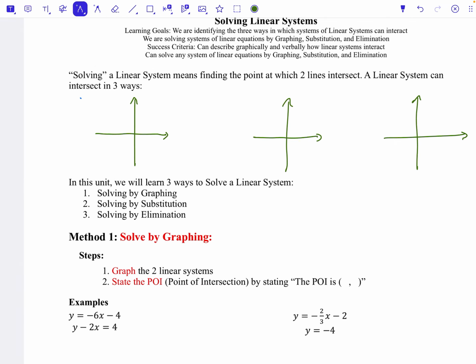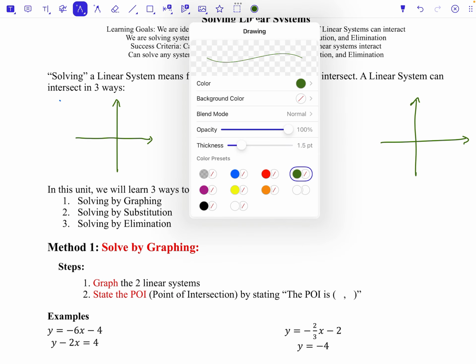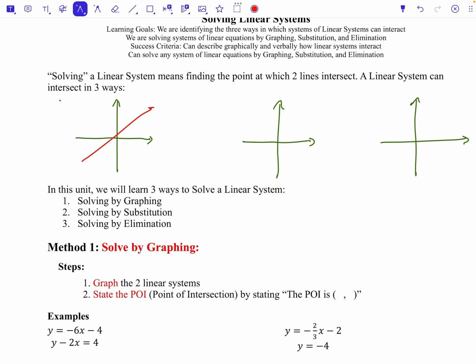All right, one way that 2 lines could intersect is the line could go like this, one line like this, and another line like that, and they could intersect at one point. Okay, so 2 random lines could intersect at one point in one place and time.